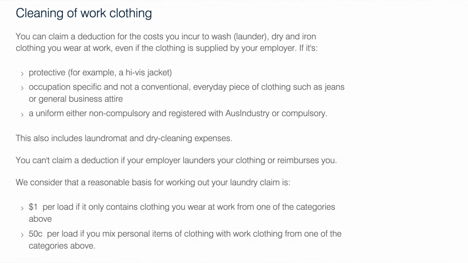Now the good thing is if you do have work-related clothing, even if you haven't paid for it, you might be supplied a school uniform that's got the logo on it, you didn't have to pay for it, you may still be able to claim laundry costs for washing that. So again, there's a few different methods you can use there, but typically there's a rate that you can claim per wash, and that's the easiest method. Now the rate for laundry is currently set at $1 per load if it's all work clothing, or 50 cents per load if it's mixed in with personal clothing.